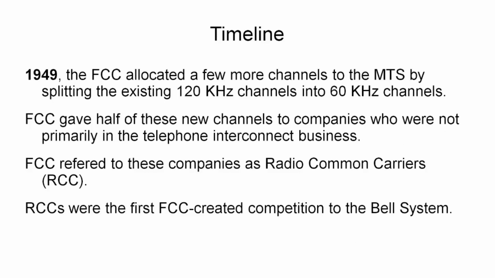In 1949, the FCC allocated a few more channels to the mobile telephone service by splitting the existing 120 kilohertz channels into 60 kilohertz channels. The FCC gave half of these new channels to companies who were primarily not in the telephone interconnect business. The FCC referred to these companies as RCCs, radio common carriers, and this was the first competition to the Bell system.